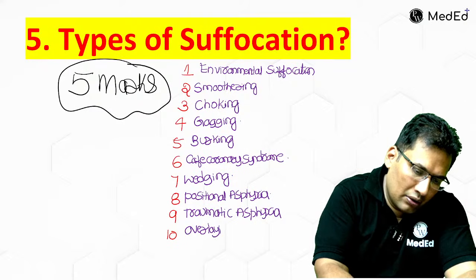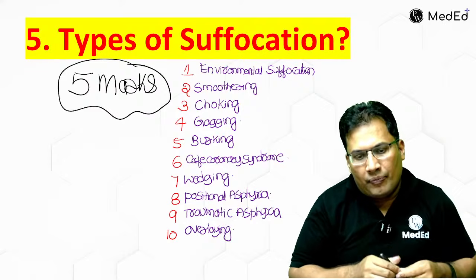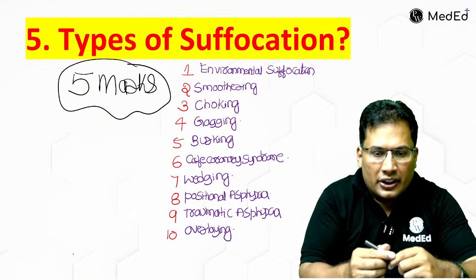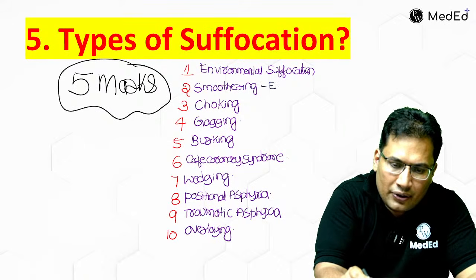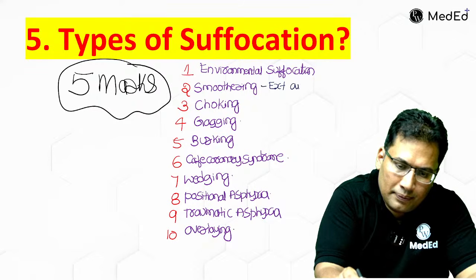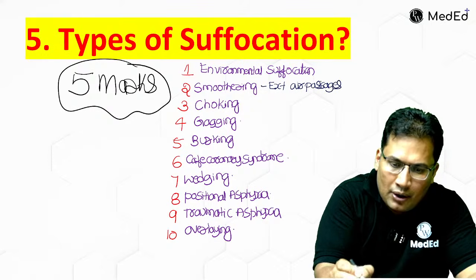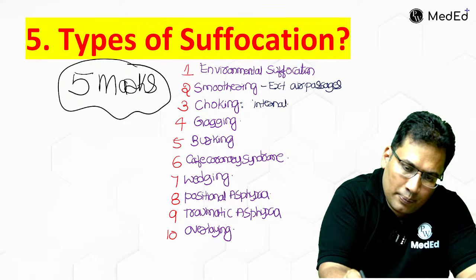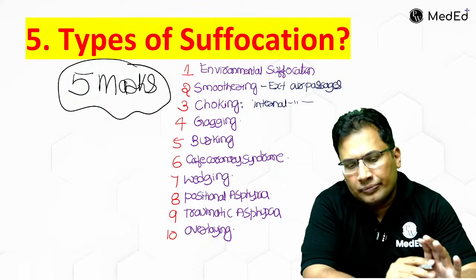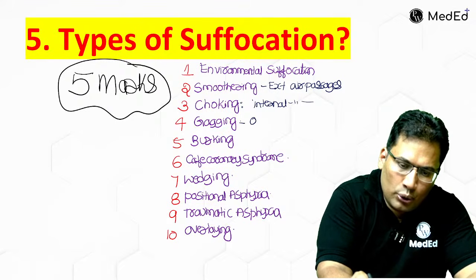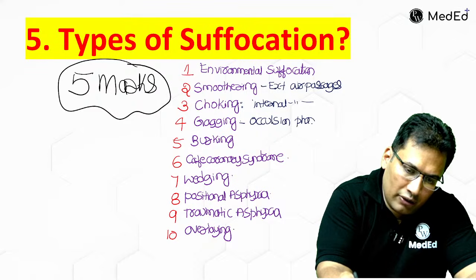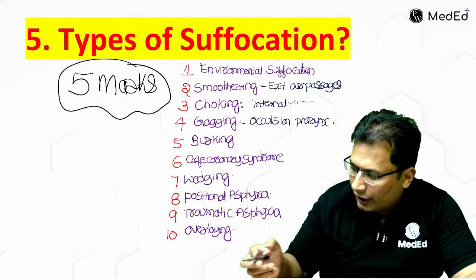Overlaying. Now let's summarize each one. See, smothering means occlusion of the external air passages. Choking means occlusion of the internal air passages. Gagging is occlusion of the pharynx.